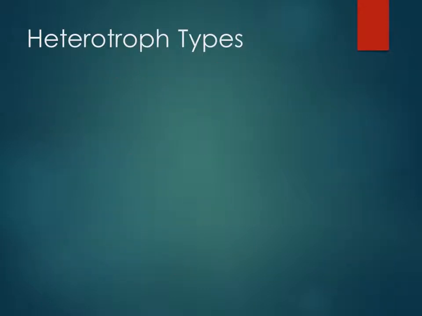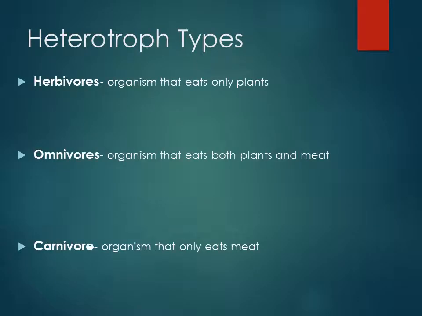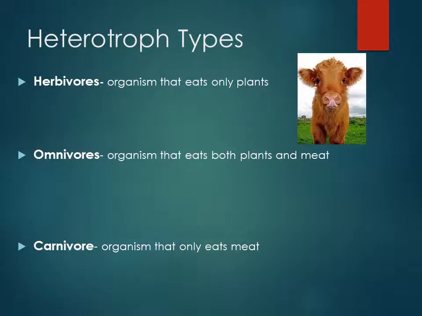So there are multiple different types of heterotrophs. There are herbivores, organisms that eat only plants. Examples of those include cows, bunnies, mice. Omnivores are another type of heterotroph. They're organisms that eat both plants and meat. Can you think of examples of those? How about yourself? Or a bear?